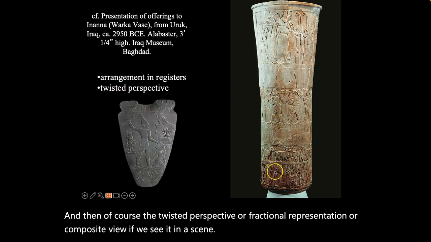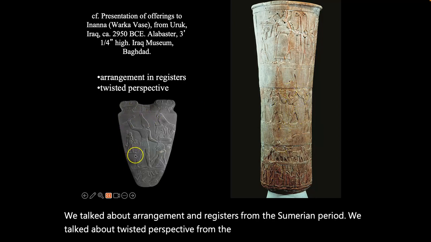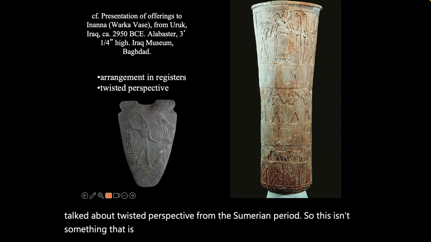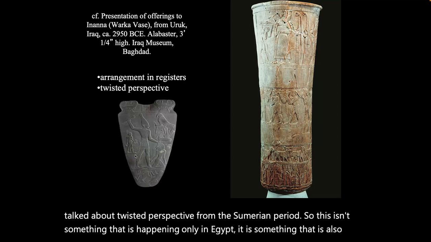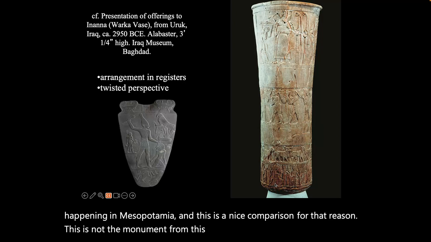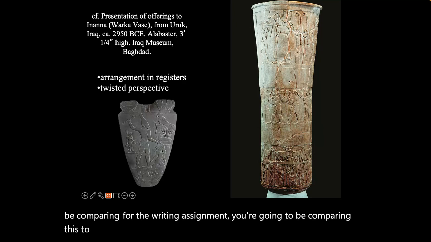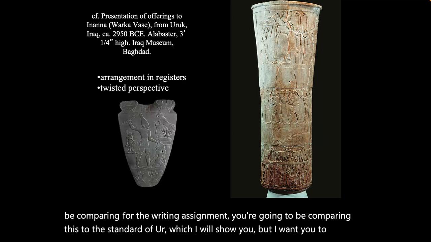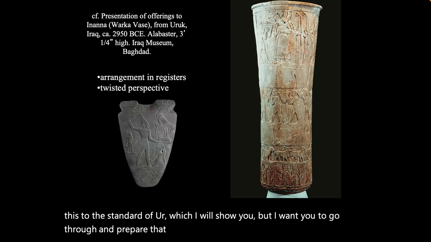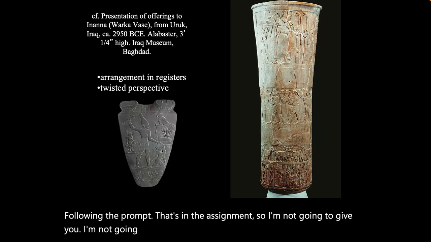We talked about arrangement in registers from the Sumerian period. We talked about twisted perspective from the Sumerian period. So this isn't something that is happening only in Egypt. It is something that is also happening in Mesopotamia. And this is a nice comparison for that reason. This is not the monument from the Sumerian culture that you're going to be comparing for the writing assignment. You're going to be comparing this to the Standard of Ur, which I will show you, but I want you to go through and prepare that comparison following the prompt that's in the assignment. So I'm not going to give you everything, but I want to give you a good start.